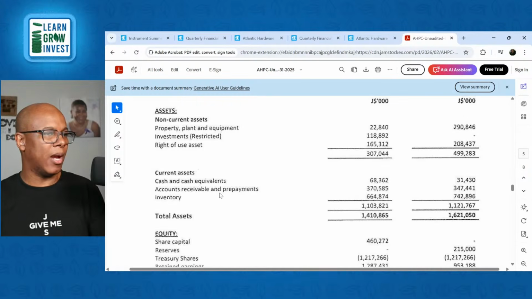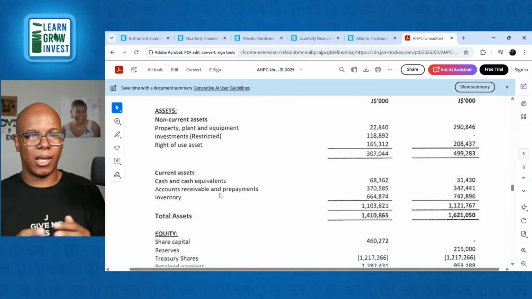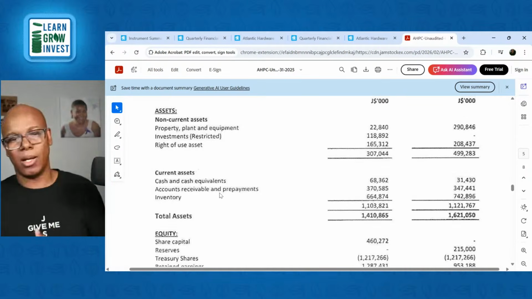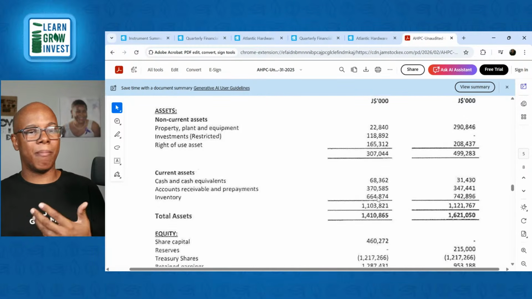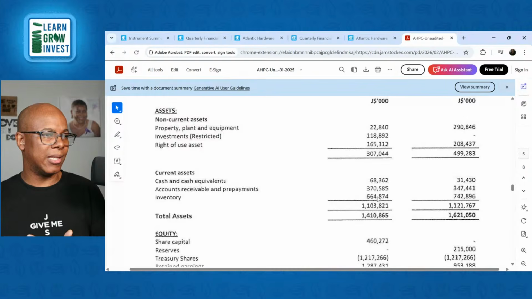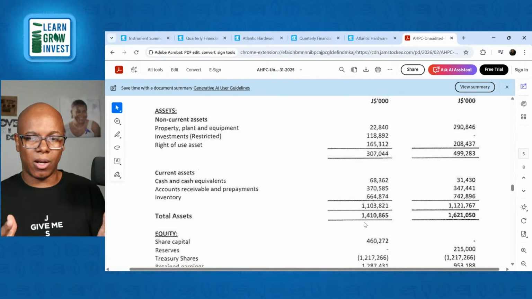All right. And then we have inventory here, which is the equipment in this case that Atlantic Hardware has to sell, right? So there are tools, saws, hammers, etc. They have as their inventory, and they have 664 million of those items. All right. So we see the non-current assets here, 307 million, and then the current assets is 1.1 billion. Right, so we add those two together, we get 1.4 billion, and that's all of their assets, right? So pretty easy to understand here.